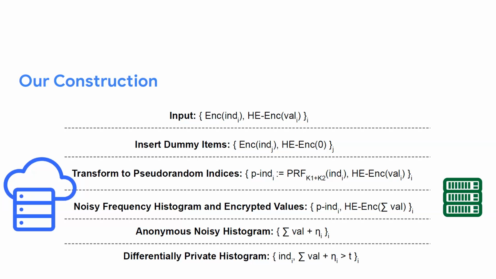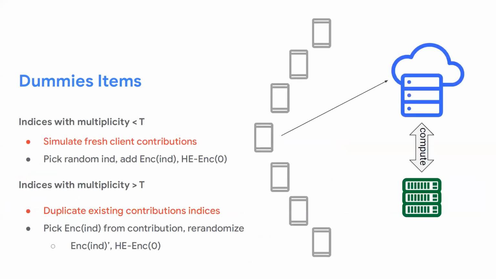And then after we apply the thresholding in these anonymous histograms, we map back to the differentially private histograms where we reveal the indices. And as I mentioned, the most interesting thing is how we insert these dummy items. For this insertion of dummy items, our techniques rely on two properties. One of them is that you can do duplications. Even when you don't know what index your contributions are for a particular bucket, you can generate new dummy records using the same encrypted index.